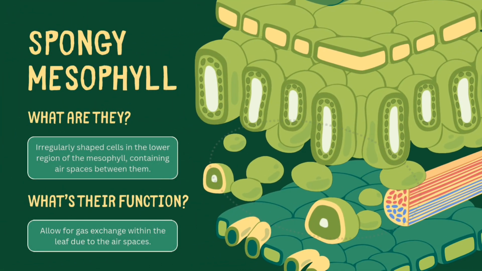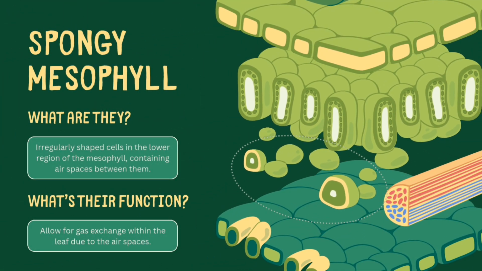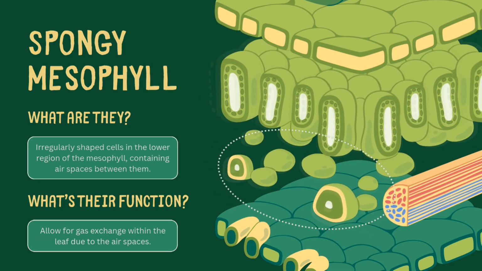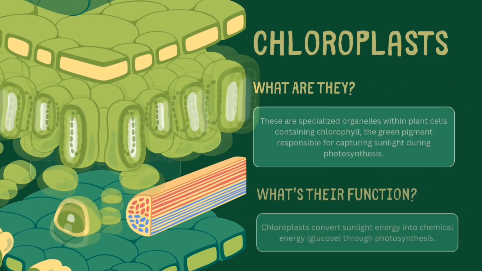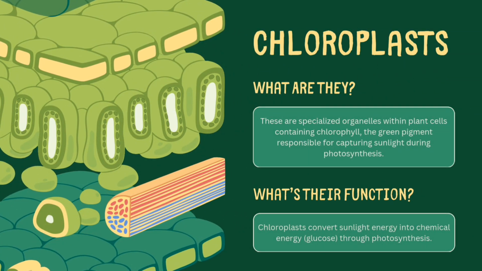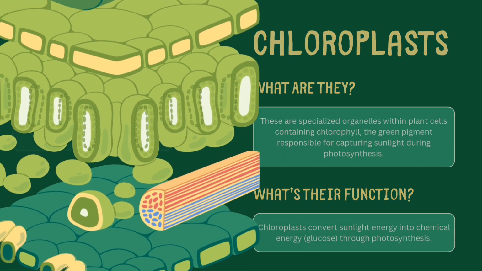The spongy mesophyll, it is irregular shaped cells in the lower region of the mesophyll containing air space between them. Chloroplasts, they are specialized organelles within plant cells containing chlorophylls, the green pigment.